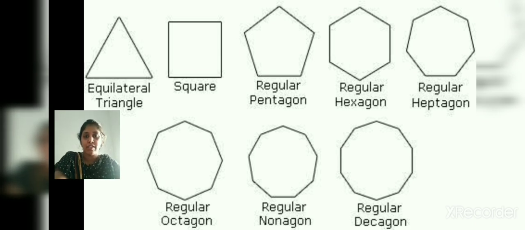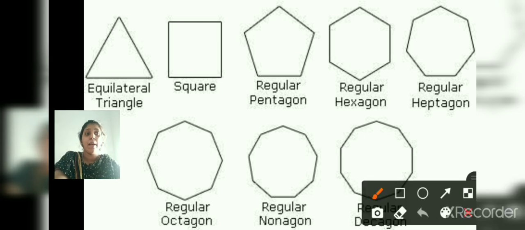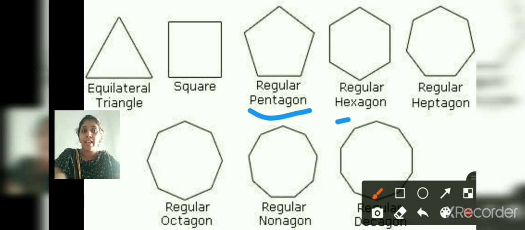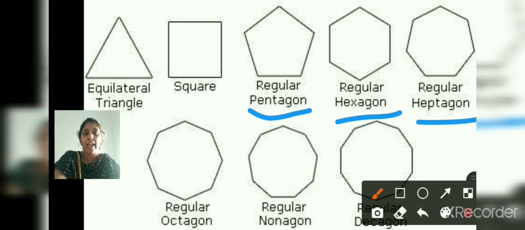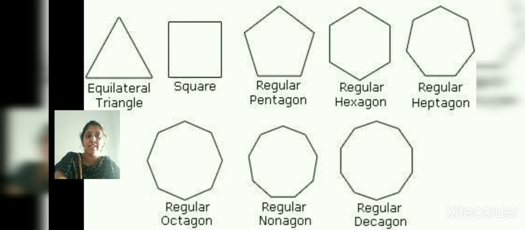So we saw the equilateral triangle and the square. The equilateral triangle had 3 sides, the square has 4 sides. Now, a figure with 5 sides we call a pentagon, a regular pentagon. A figure with 6 sides we call a hexagon, a figure with 7 sides a heptagon, 8 sides an octagon, 9 sides a nonagon, and 10 sides a decagon.